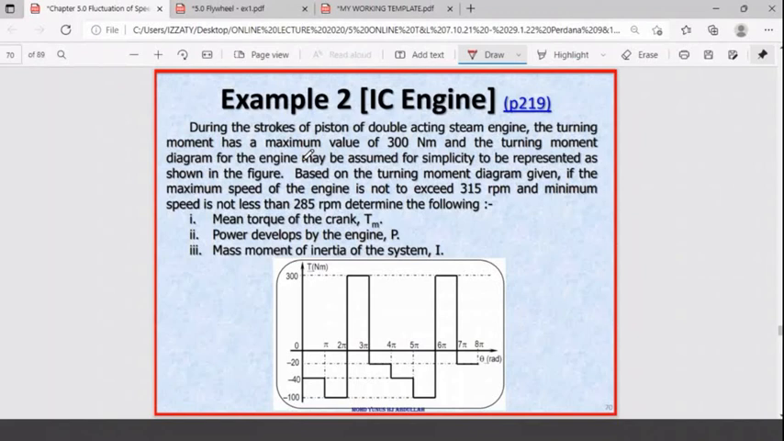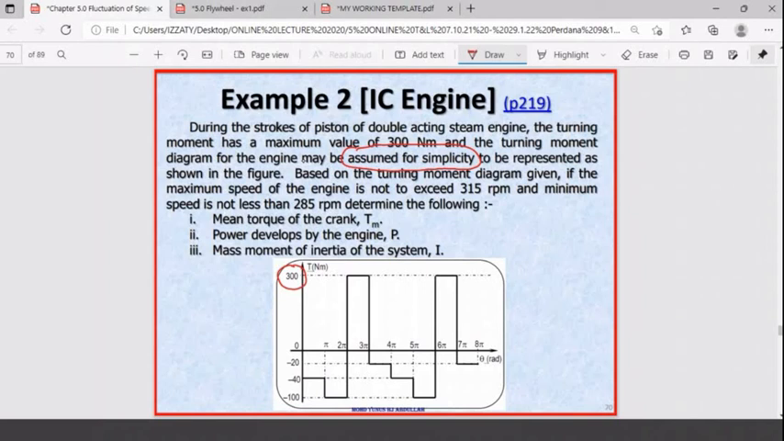If you look very carefully, they're mentioning that during the stroke of a piston of a double-acting steam engine, the turning moment has the maximum value of 300. And the turning moment diagram of the engine may be assumed for simplicity. Look at here, assume for simplicity. There is no such straight-line graph representing an internal combustion engine. This is a simplification of the actual thing to make it easy to calculate the area under the curve, providing the input torque and also the resisting torque, to be presented as shown in the figure.